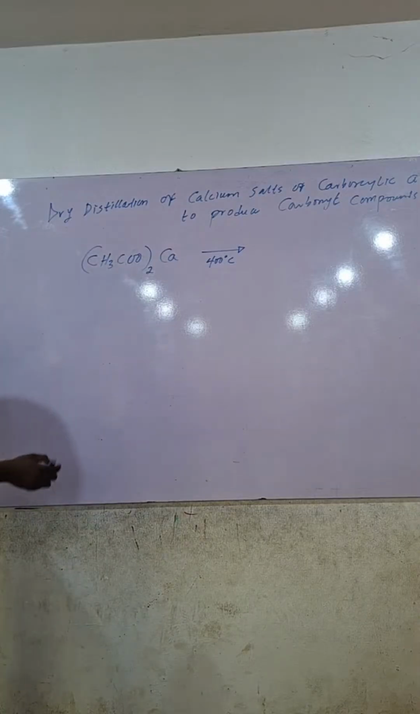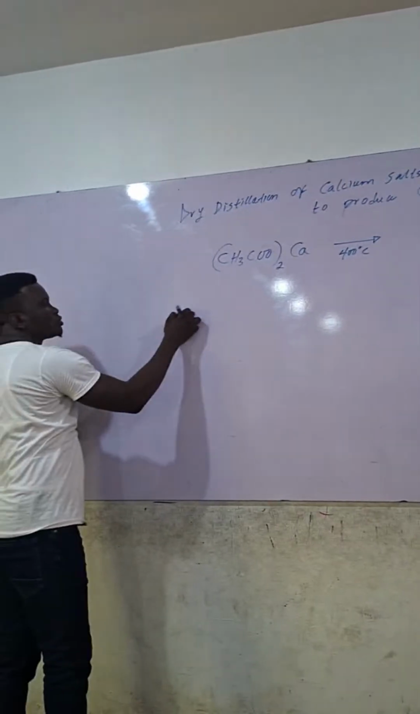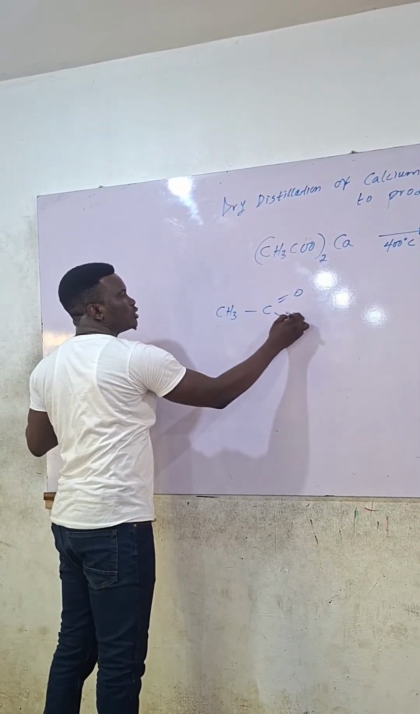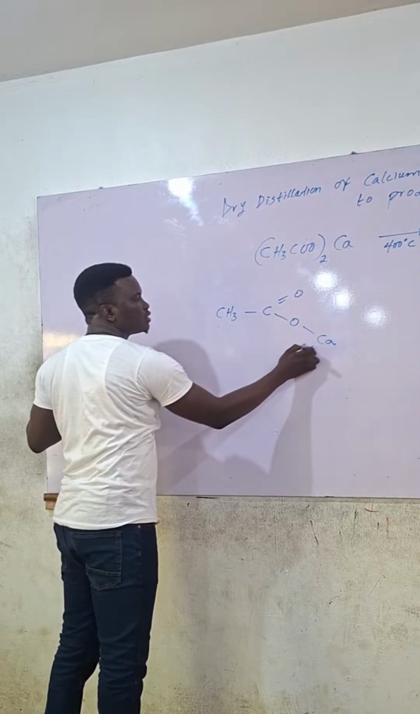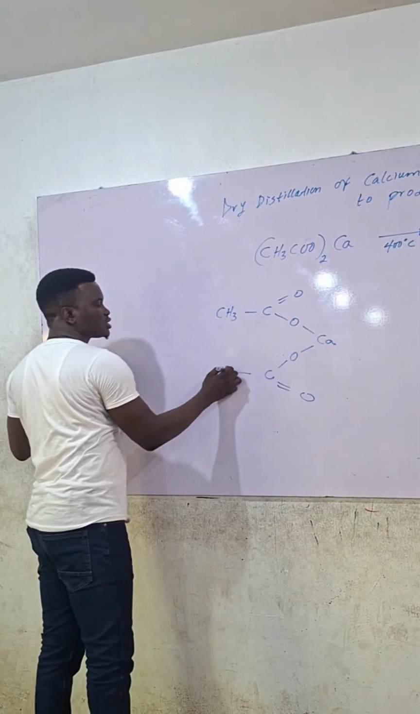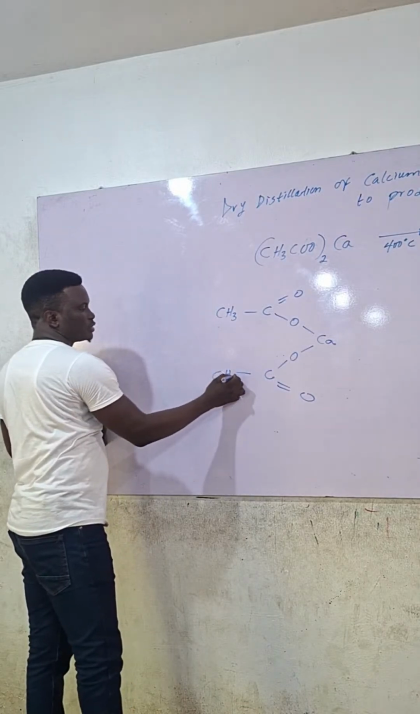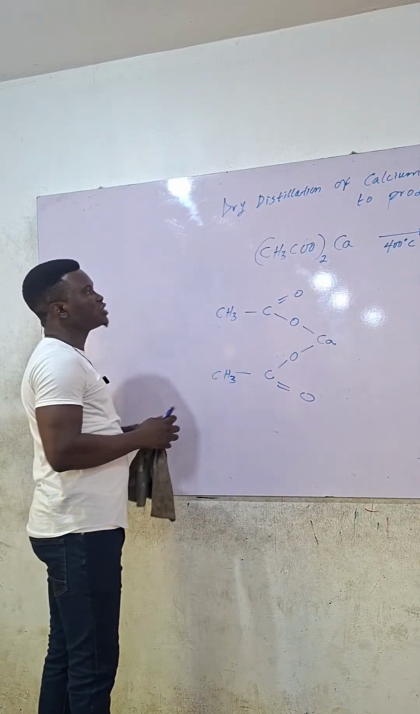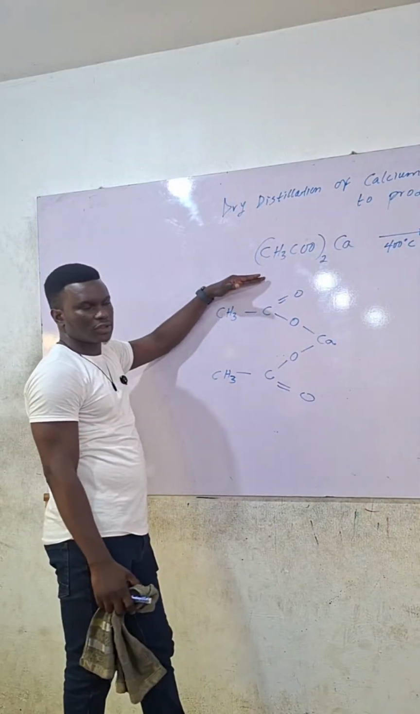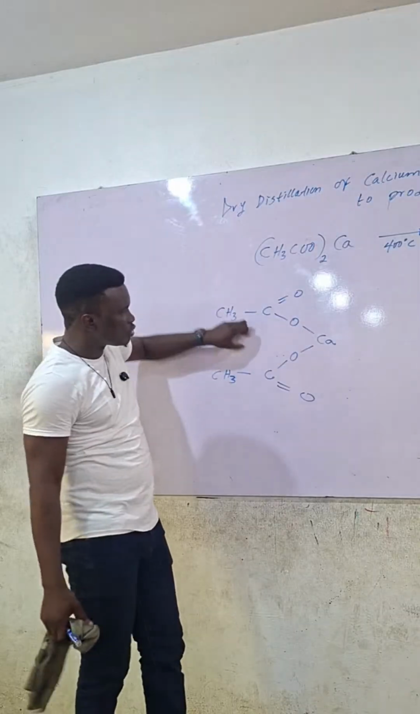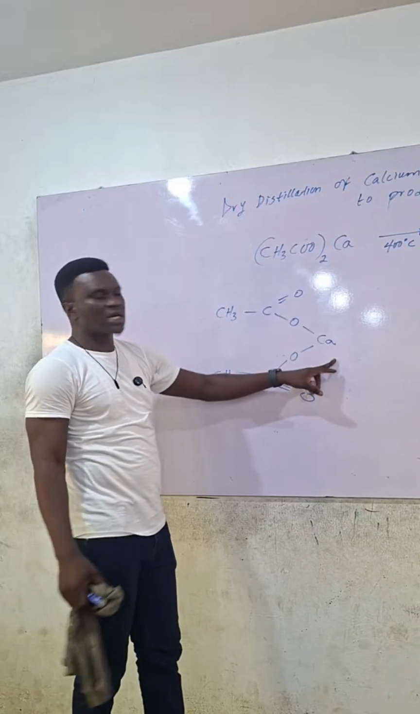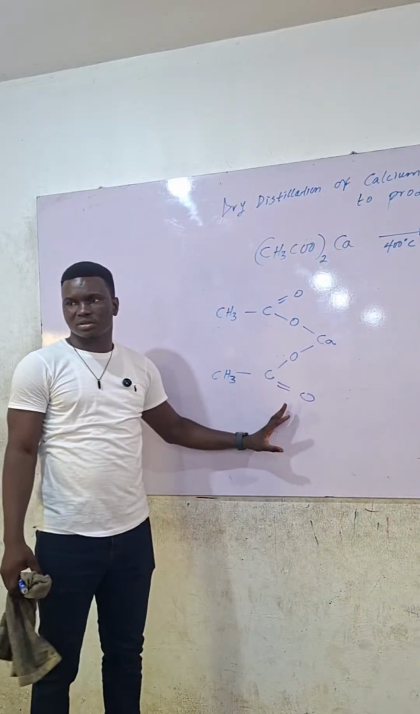Now, this is what you will do. You will write it this way: CH3, C double bond O, O, Ca, O, C double bond O, CH3. That's what I like to do. This is the compound, calcium ethanoate. You can see this CH3COO is one, CH3COO is two, then combining with calcium, that's the compound.